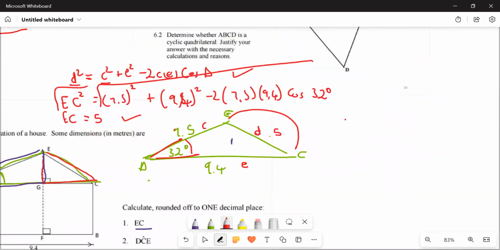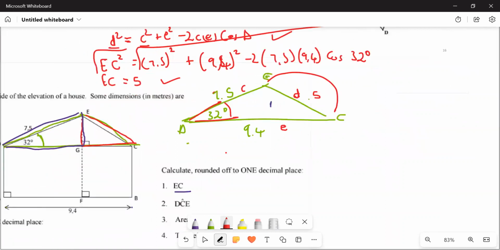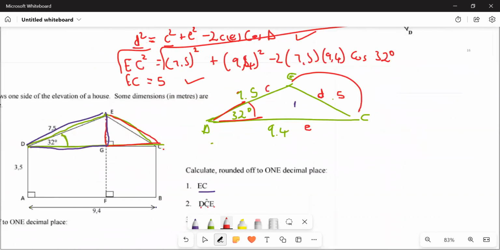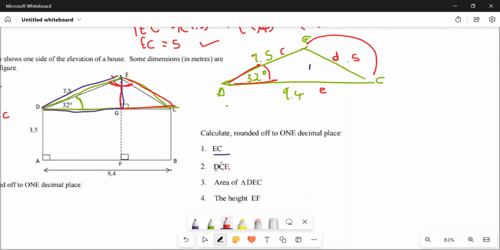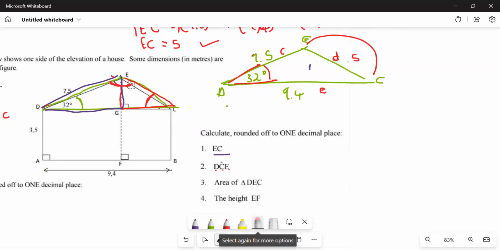Okay, next one. They say we should tell them which one is going to be DCE. Again, let's check which one they are talking about. They're talking about DEC. They're talking about this angle here. It's DEC. Can you see that? No, it's DCE. They're talking about this angle here, not this one at E. So where do we find this angle C?